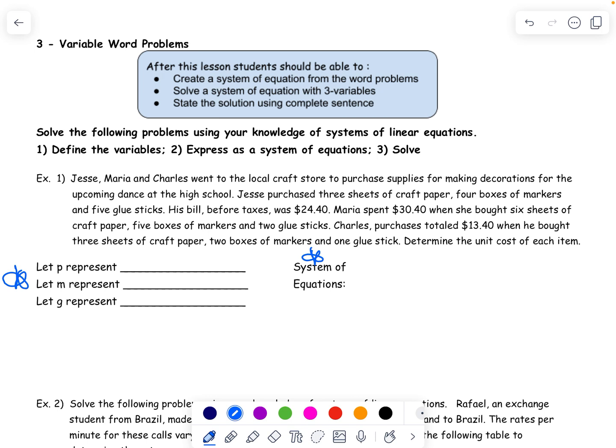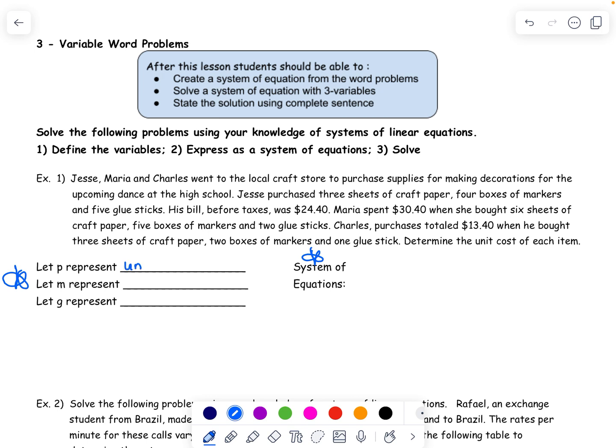Okay, here we go. Jesse, Maria, and Charles went to a local craft store to purchase supplies for making decorations for an upcoming dance at high school. Jesse purchased 3 sheets of craft paper, 4 boxes of markers, and 5 glue sticks. His bill before taxes was $24.40. Maria spent $30.40 when she bought 6 sheets of craft paper, 5 boxes of markers, and 2 glue sticks. Charles purchased a total of $13.40 when he bought 3 sheets of craft paper, 2 boxes of markers, and 1 glue stick. So we want to determine the unit cost of each item.